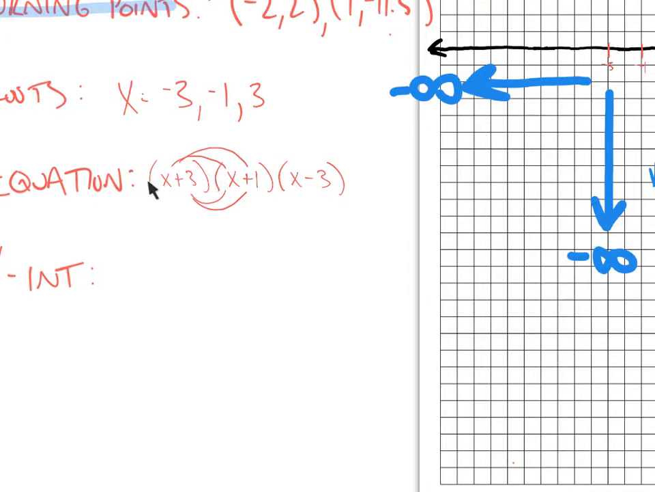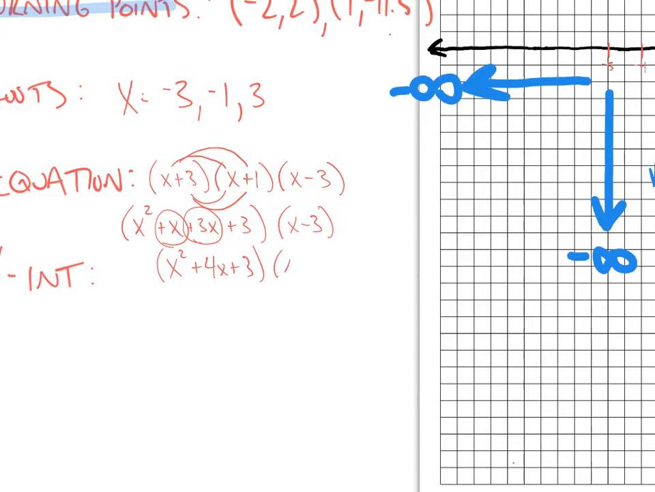So let's multiply x plus 3 times x plus 1. Well, x times x is x squared. X times 1 is 1x. 3 times x is 3x. And 3 times 1 is 3. And we can combine like terms. We've got an x and we've got a 3x. So we'll rewrite this as x squared plus 4x plus 3.